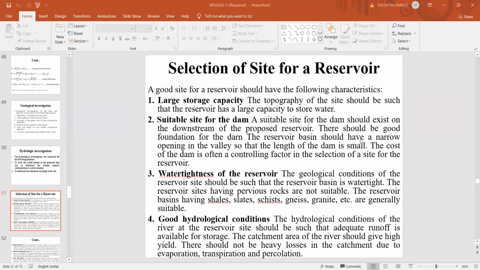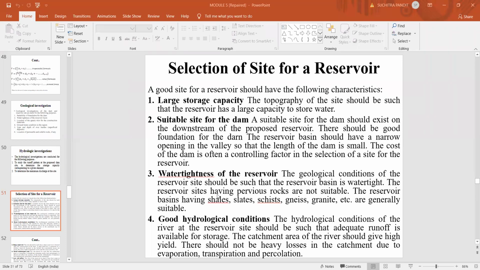The reservoir basin should have a narrow opening in the valley so that the length of the dam is small. So the cost of the dam is often a controlling factor in the selection of a site for the reservoir, and also the water tightness of the reservoir. The geological conditions of the reservoir site should be such that the reservoir basin is watertight.